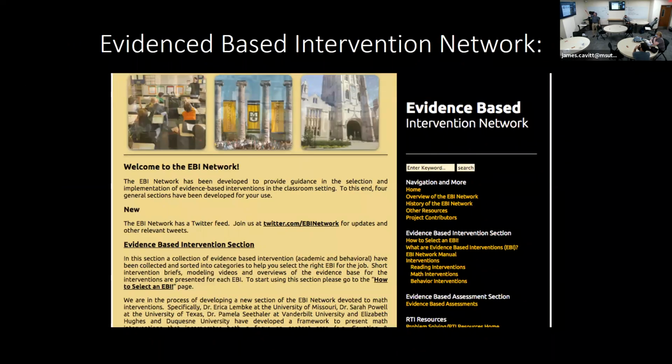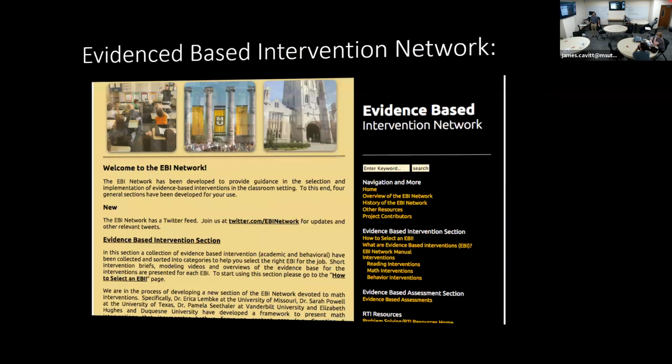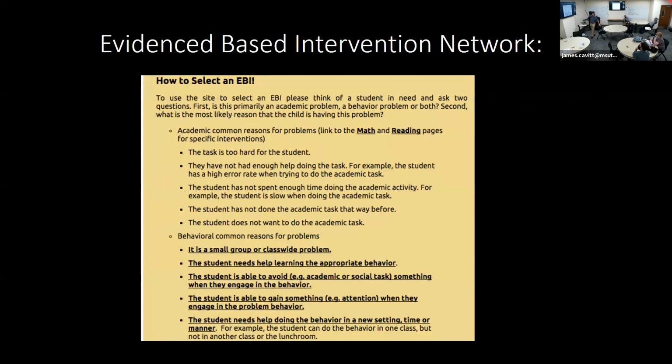The Evidence-Based Intervention Network is another one. I really like this one a lot because it not only gives you the intervention and whether it was effective or not, it has a video of the teacher actually implementing the intervention. It's another free one. It was done with a grant from the federal government, and it'll take you through how to select the pieces and everything. It trains you when you go to the module. So it tells you how to select that.